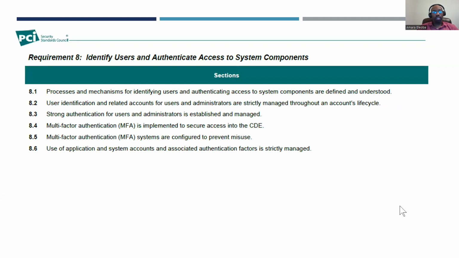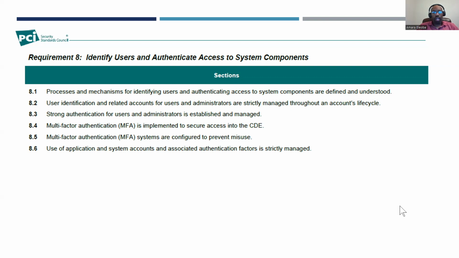Requirement 8, we need to identify users and authenticate access to system components. 8.1 is processes and mechanisms for identifying users and authenticating access to these system components. We want to make sure it is defined and understood. 8.2, user authentication and related accounts for users and administrators. We want to make sure it's strictly managed through an account lifecycle. Requirement 8.3, we have strong authentication for users and administrators. We want to make sure it's established and managed properly.